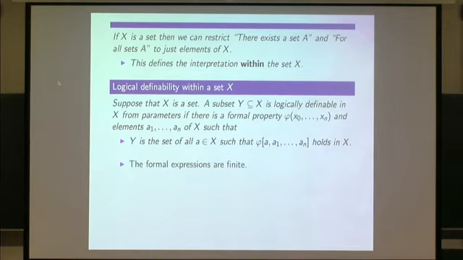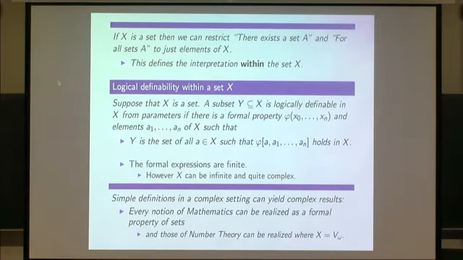Formal expressions are finite, obviously. However, X can be infinite and quite complex. Simple definitions in a complex setting can yield complex results. Every notion of mathematics can be realized as a formal property of sets, and those of number theory can be realized where X is V omega. Okay? So don't be deceived by the simplicity of the properties.